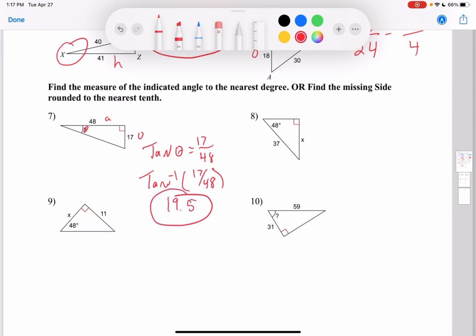And the next one, we have to find the missing side. So we're given this angle, so this is opposite and hypotenuse, so sine. So this time we got to go sine of 48 because we know the measure of the angle is equal to x over 37. So we'll cross multiply. So 37 times the sine of 48, that's going to be your x value. 37 sine 48 is 27.5.